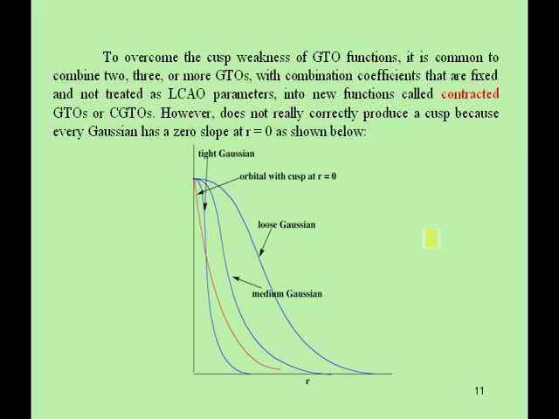Now the problem is, in principle, it's impossible, because every one of these blue ones is flat-topped, and the red one ain't flat-topped. So you can't really do this in principle. But you can try to get at least fairly close to the nucleus a combination of these three blues to look like the red. And that's called contracting the Gaussian functions. And people do this quite routinely.